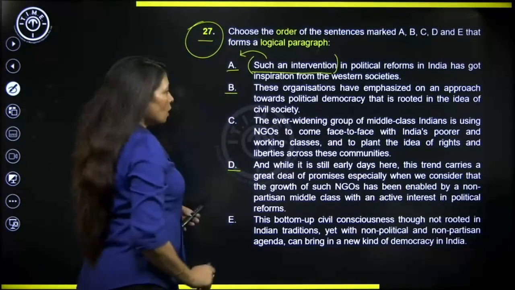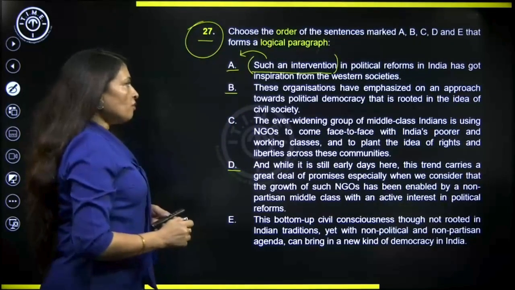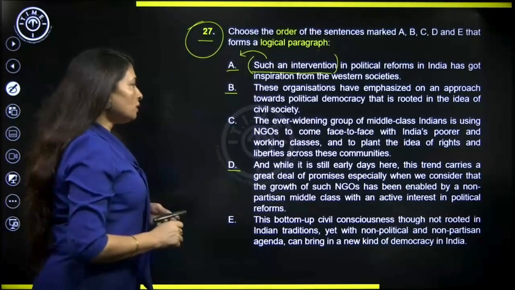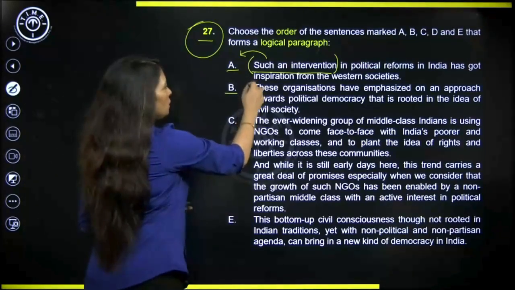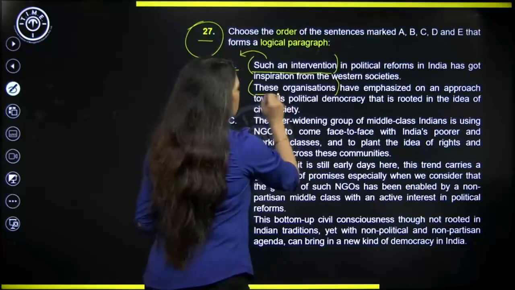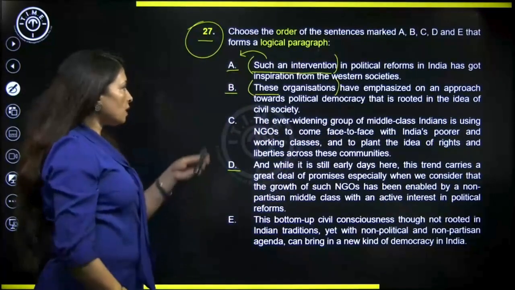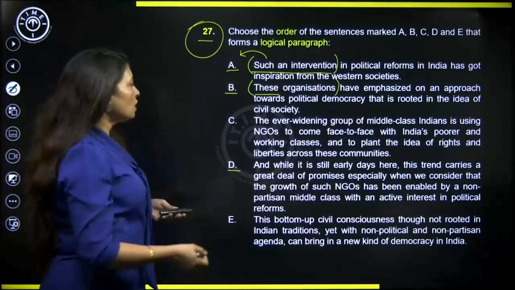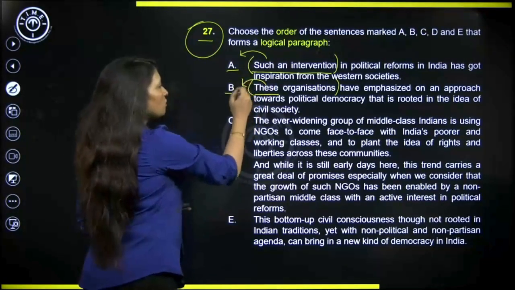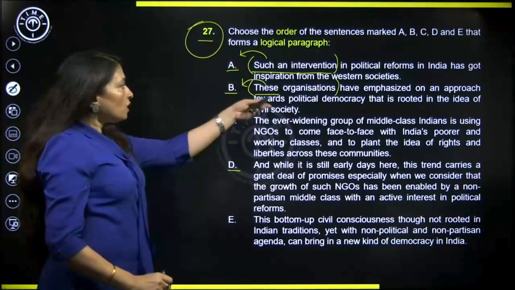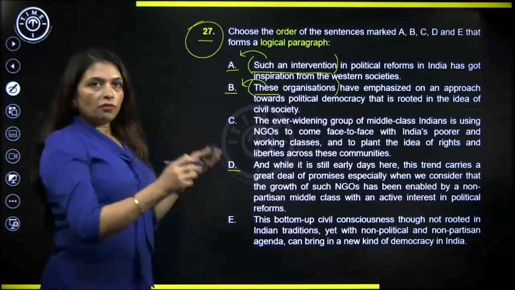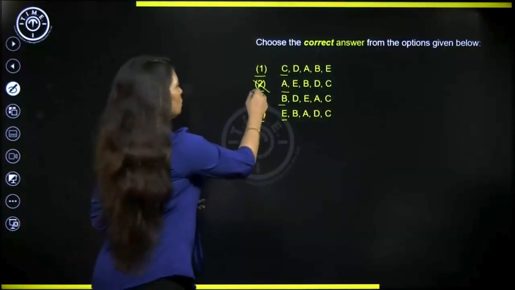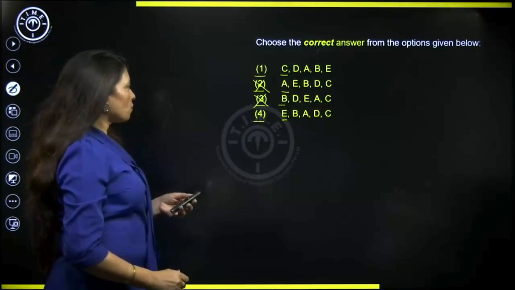B. These organizations have emphasized on an approach towards political democracy that is rooted in the idea of civil society. These organizations is also something which tells us that we cannot have B as the first sentence of this paragraph, because even these is a demonstrative adjective and the organizations to which this phrase points have been mentioned previously. Okay, so now 3 gets eliminated.